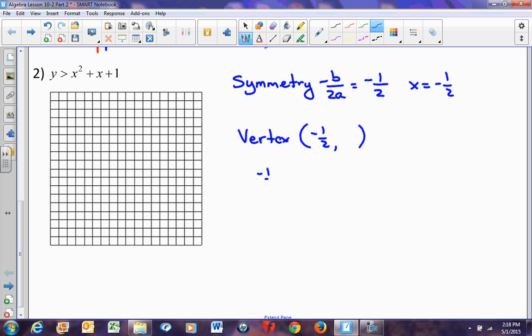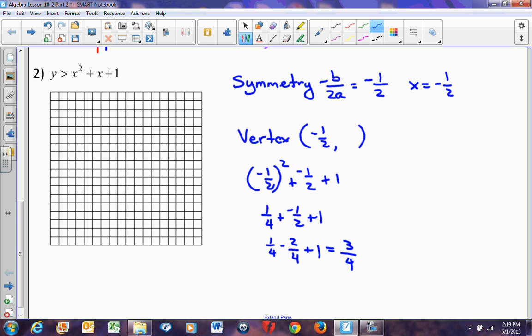So that would be negative 1/2 squared plus 1/2 plus 1. Right, plus negative 1/2. I've done it twice now. So negative 1/2 squared is positive 1/4 plus negative 1/2 plus 1. That's basically 1/4 minus 2/4 plus 1, which equals 3/4. So my y value is 3/4.